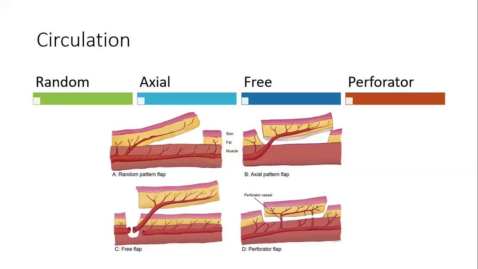Only in a few parts of the body can it exceed the 1:1 ratio. Only the face is an exception where you can go up to 3:1. 3:1 is not the rule, it's an exception. The general rule is 1:1. This is very important because if you raise a flap which is longer than it is wide, then it will not survive. Only 1:1 always survives. That is the random pattern flap. So don't mention 3:1. 1:1 is the general rule.